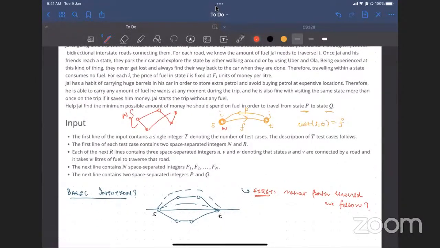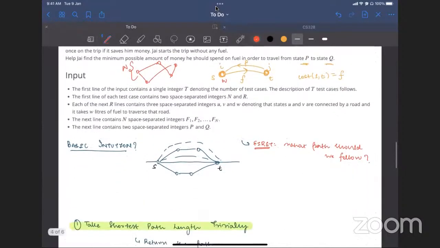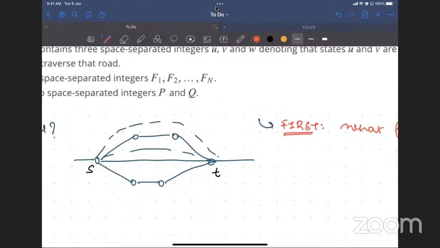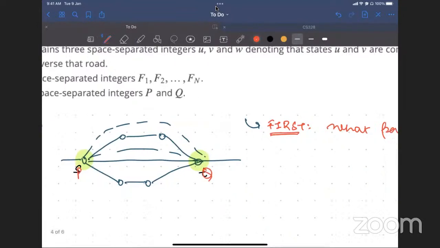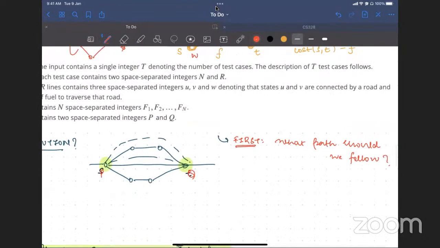Basically, there might be a situation where this is your starting state and this is your target state. In the notation of the problem, this is P and this is Q, and there might be many ways in which you can reach Q from P. So the first question that arises is, what path should we follow? There are many paths possible: first path, second path, third path. Which path should we follow?